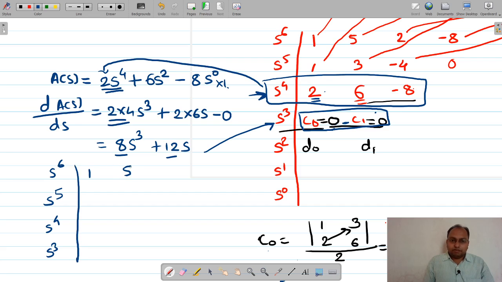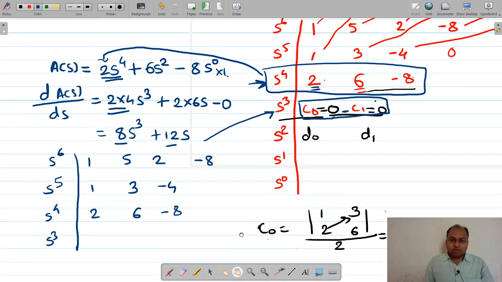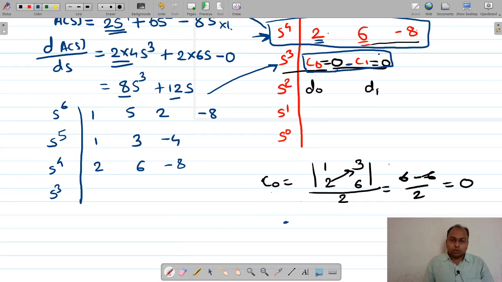1 5 2 minus 8 as it is, 1 3 minus 4 as it is, then 2 6 4 minus 8, whatever we have calculated will be as it is. Now at the place of s cube row we are going to put these values as 8 and 12. Are you getting it? We have inserted these values over here.